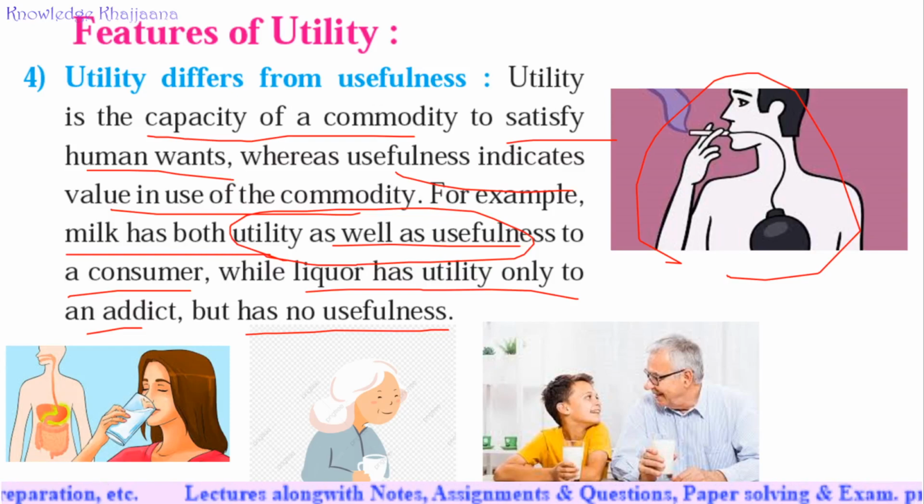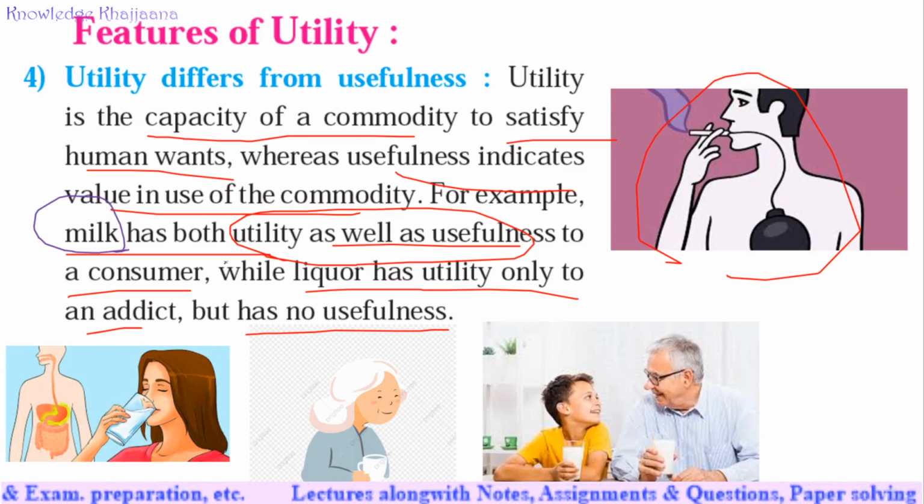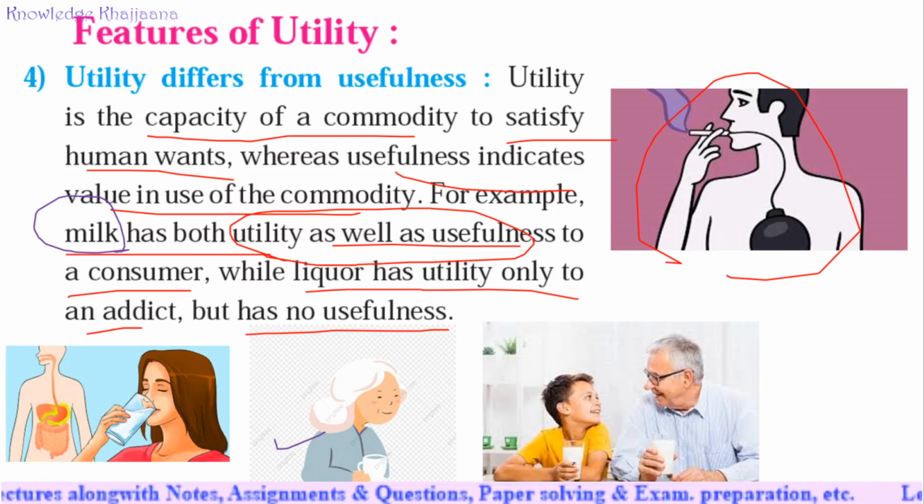Who has utility as well as usefulness? The consumption of milk has utility as well as usefulness. For example, it is useful for the body. It is useful for young people if they consume it. It is also useful for elderly people if they consume it. It is equally useful for kids, children, and elderly people if they consume the milk.